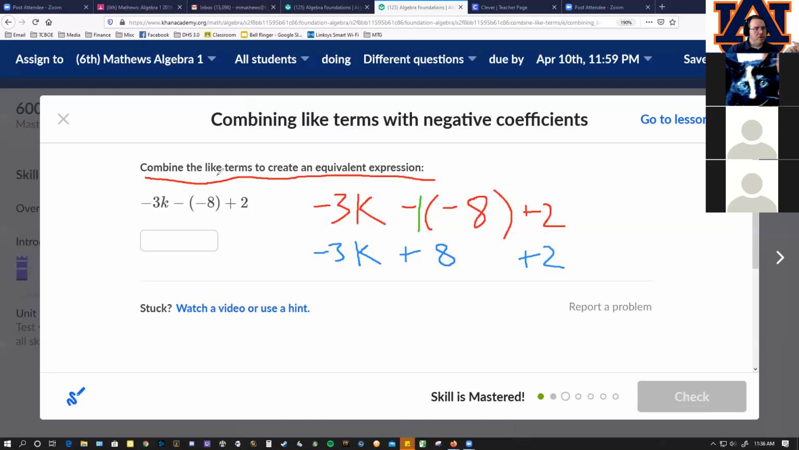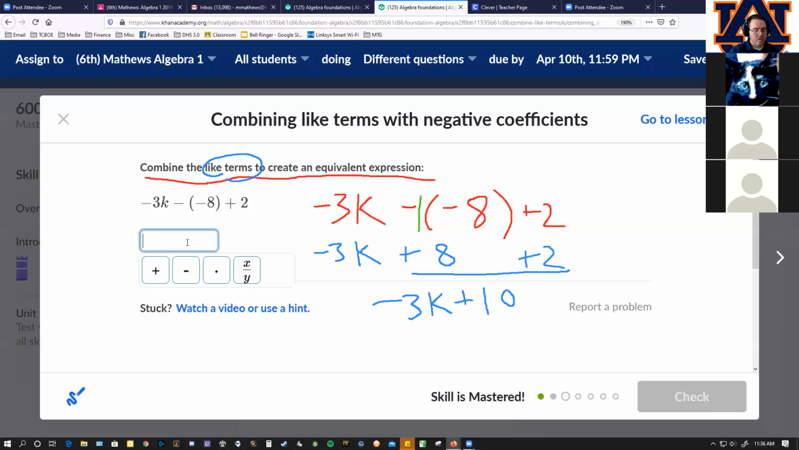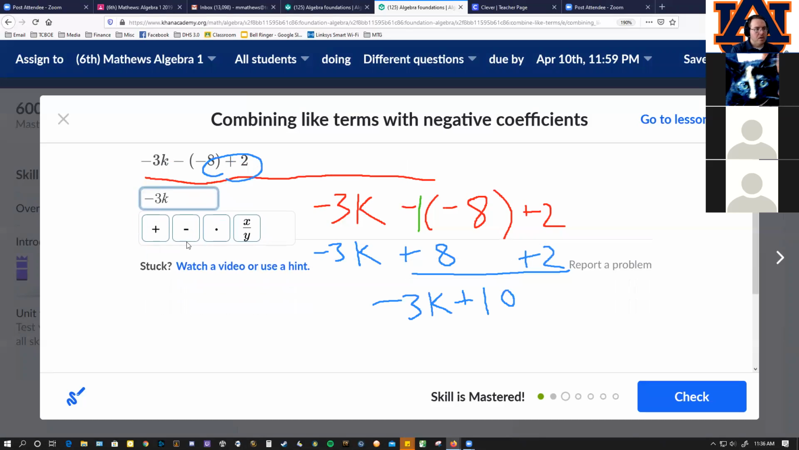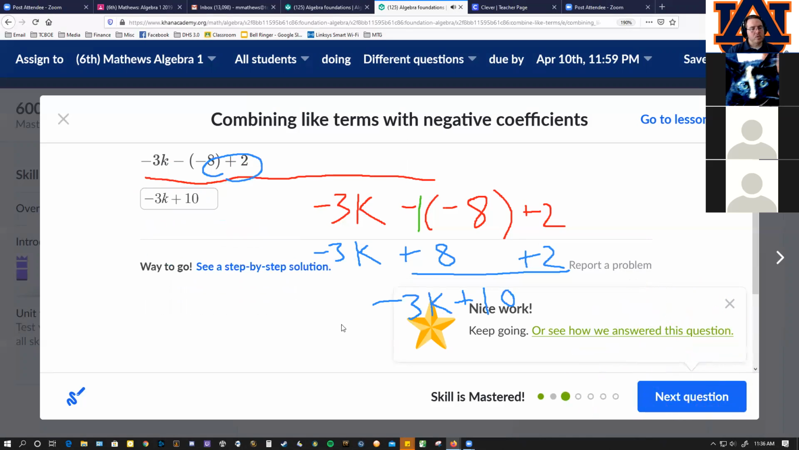Now, the like terms, I really can't mix this negative 3k with anything. The 8 and the 2, those can be added together. So that'd be negative 3k plus 10. And as ugly as it looks, that should be my answer. Negative 3k plus 10. Yeah, that's what it is.